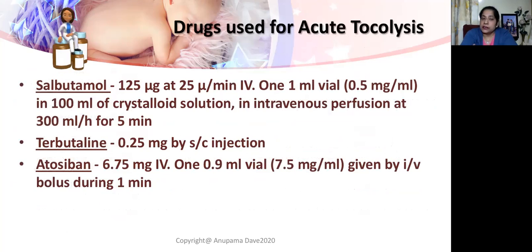So these are the dosages of the commonly used agents. Salbutamol 125 micrograms at 25 micrograms per minute IV infusion: one 1 ml vial in 100 ml of crystalloid solution, in IV infusion perfusion at the rate of 300 ml per hour for 5 minutes. Terbutaline is given as a subcutaneous injection, 250 micrograms subcutaneous. Atosiban 6.75 milligram IV, 0.9 ml vial, is given by IV bolus during 1 minute.